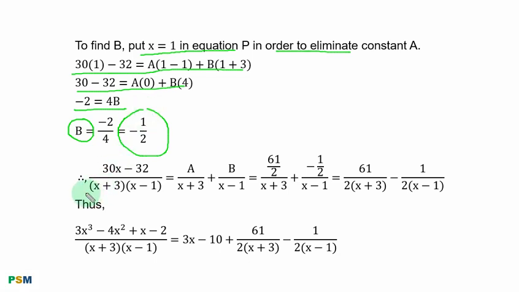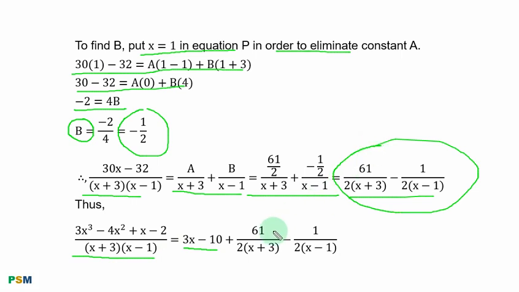You have the compound fraction, the second part of it, in this form, that is equal to the partial fractions. You replace A and B with what they stand for. You have it in this form. When you simplify further, you have this result. Thus, the entire compound fraction is equal to 3s minus 10 plus the partial fractions in this form.